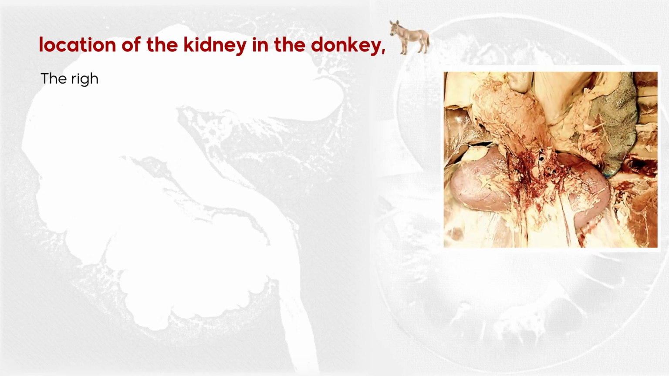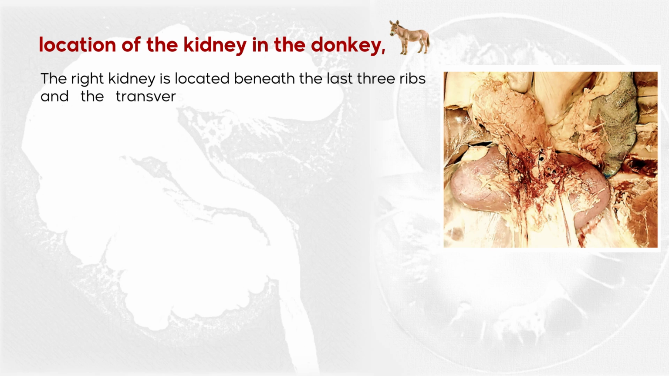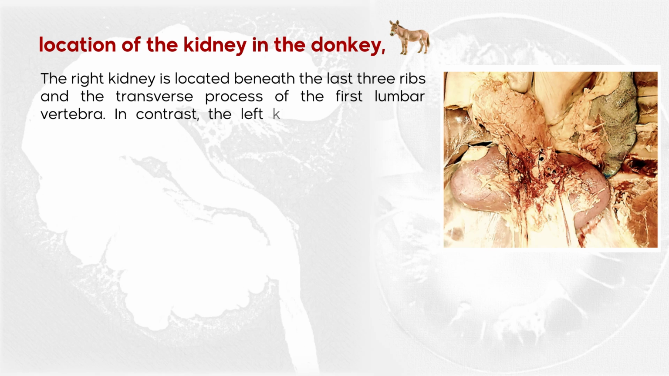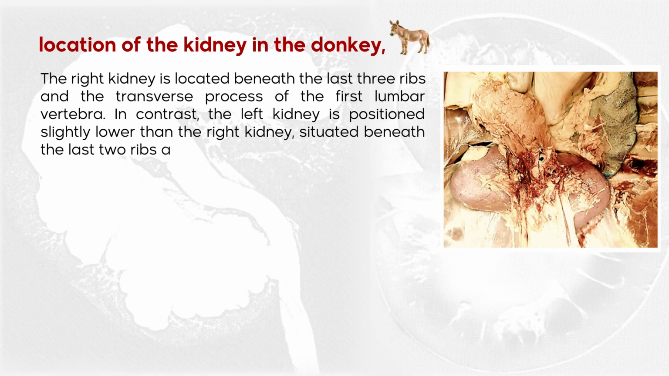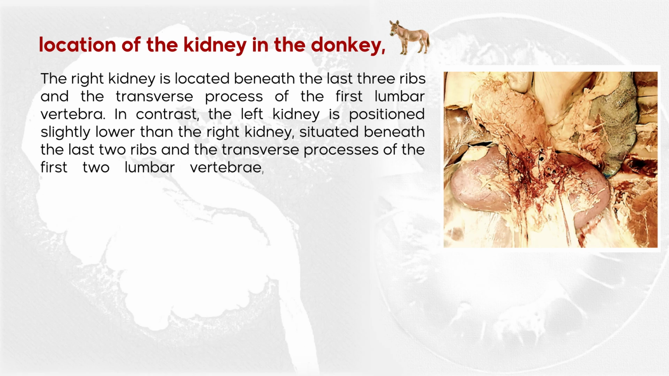Location of the kidney in the donkey. The right kidney is located beneath the last three ribs and the transverse process of the first lumbar vertebra. In contrast, the left kidney is positioned slightly lower than the right kidney, situated beneath the last two ribs and the transverse processes of the first two lumbar vertebrae, influenced by the displacement caused by the stomach.